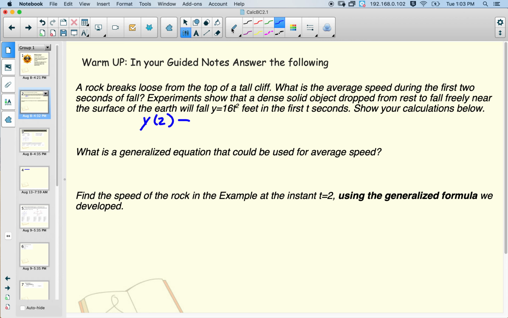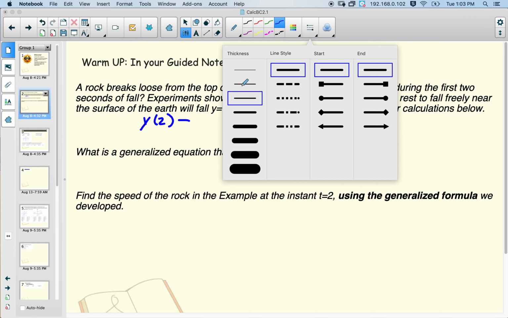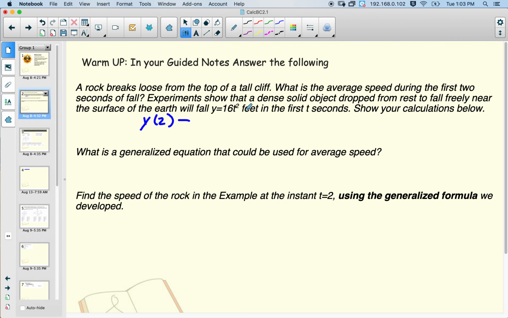Hold on, that's kind of fat. I don't really like that. Let me get this a little skinnier.